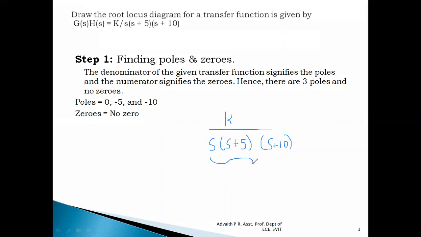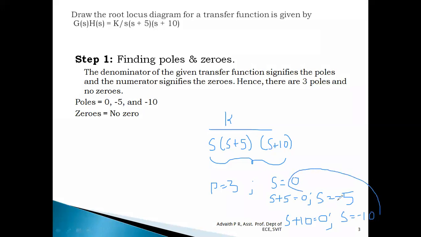If we observe, there are three s terms out here, so there will be three poles. So the number of poles P will be equal to 3. That is, s will be equal to 0. That is the first value of pole. s + 5 = 0, we have to equate that to 0. So when s + 5 = 0, s will be equal to minus 5. That is the value of the second pole. s + 10 = 0. So when s + 10 = 0, the value of the third pole will be equal to minus 10.